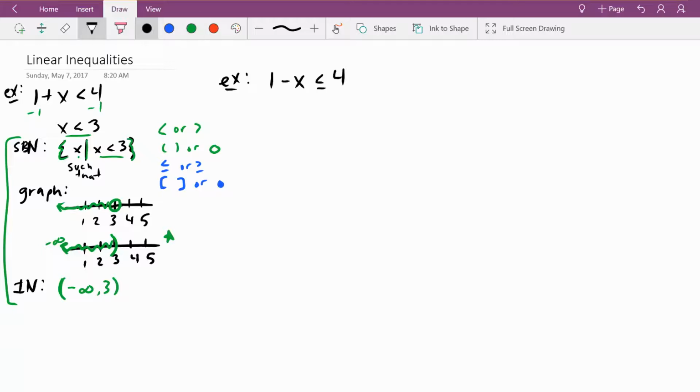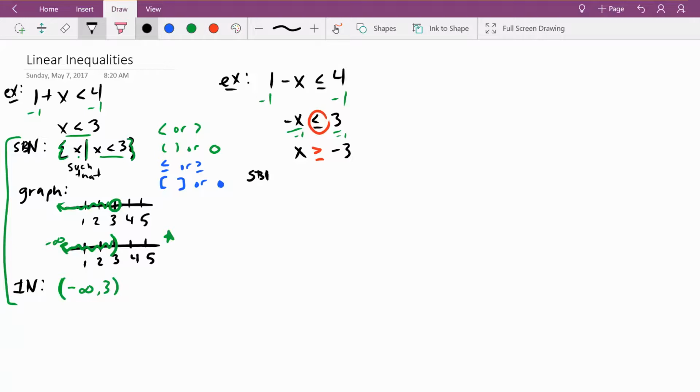Alright, again, if this were an equal, what would we do? We'd subtract 1 on both sides, negative x less than or equal to 3. But at this point, if this were an equal, we'd simply divide by -1 and have x equals -3. However, with inequalities, anytime you multiply or divide by a negative, the sign has to flip. You have to reverse the sign. So instead of less than or equal, we now have greater than or equal to.